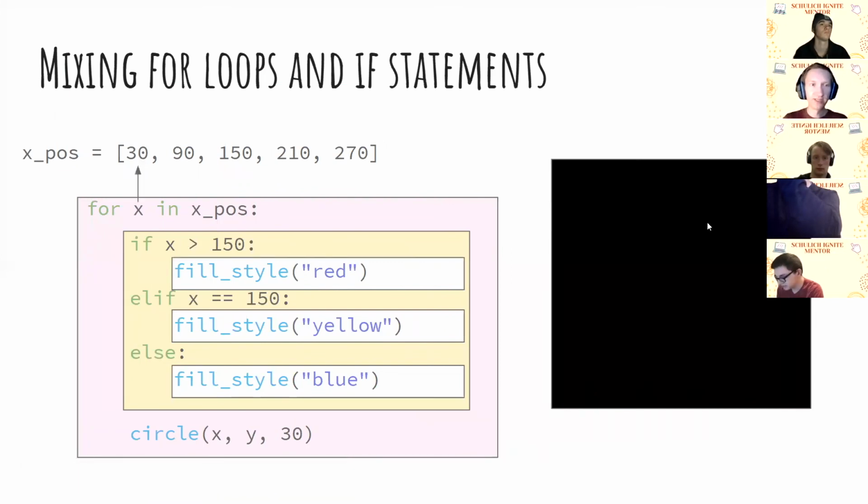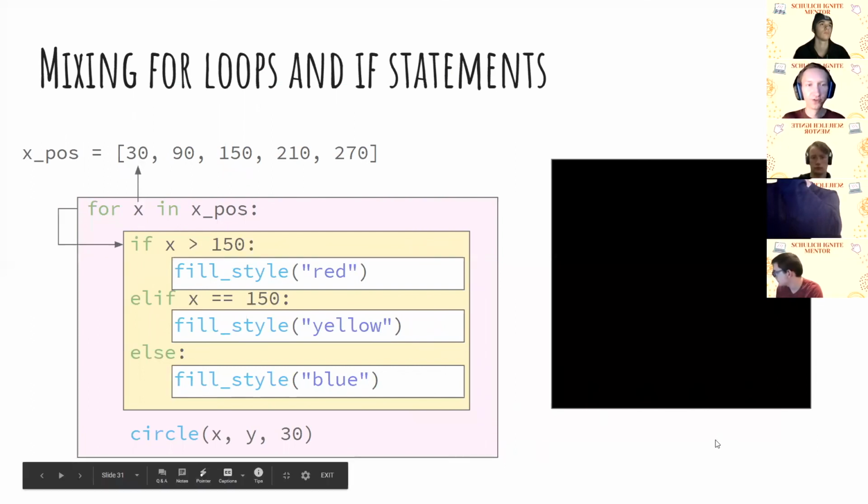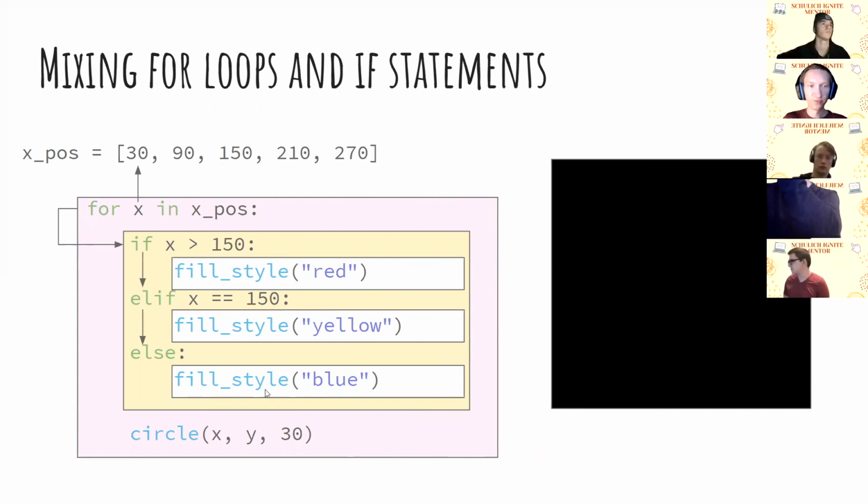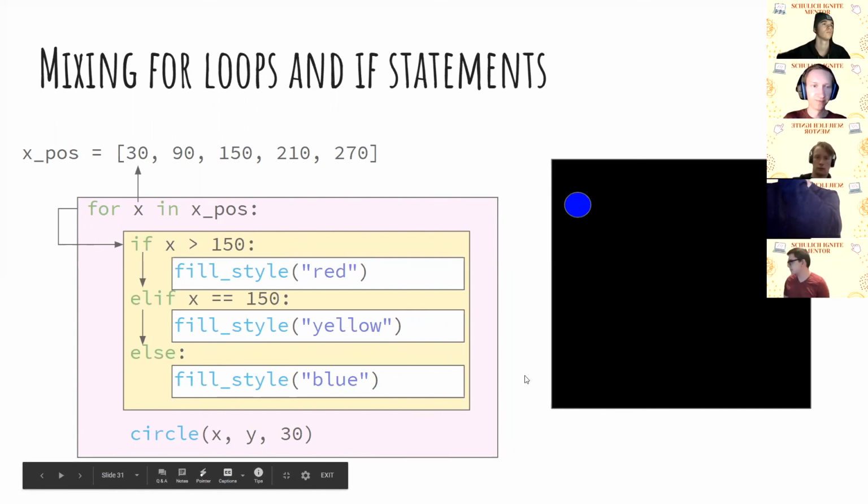So we start with x having the value of 30. We're going to be trying to draw our first circle. Is x greater than 150? No, that's not matching. Is it equal to 150? No. So the first circle being drawn is going to be drawn as blue. Then we repeat back to the top. Now x is equal to 90. We step through these again. Is it greater than 150? No, it's not. It's not 150. So else is matching again. Another blue circle. Repeat back to the top.